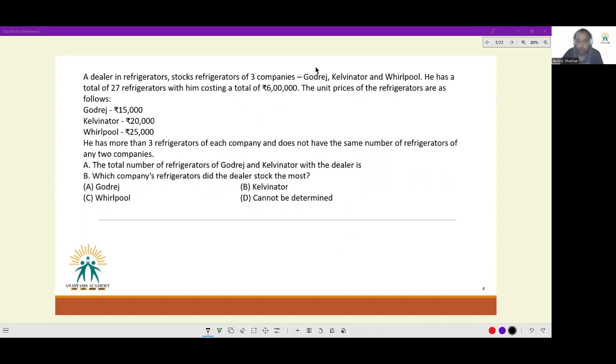Equation wise, we have Godrej G, Kelvinator K, Whirlpool W. G plus K plus W is equal to 27. And then we have prices also mentioned. Now, when prices are mentioned, the first thing I'm doing is getting rid of 3 zeros from each of these numbers straight away. In fact, not just that, I'm also getting rid of 5s. So I'm getting 3G plus 4K plus 5W is equal to 120. This way, my equation handling is easy.